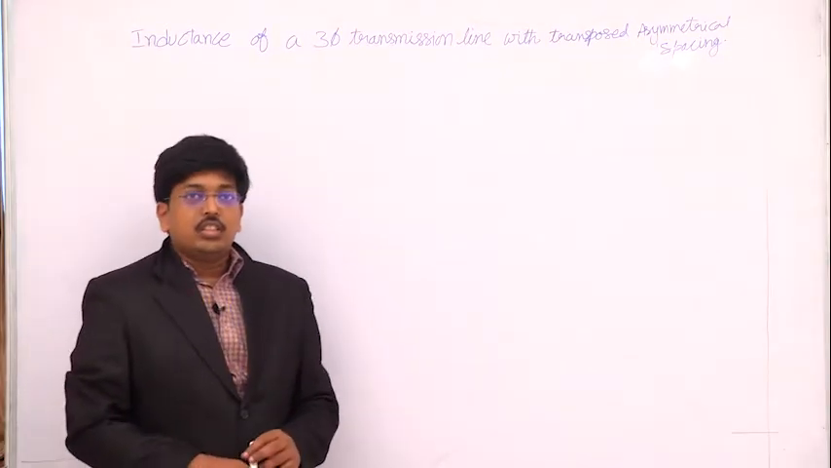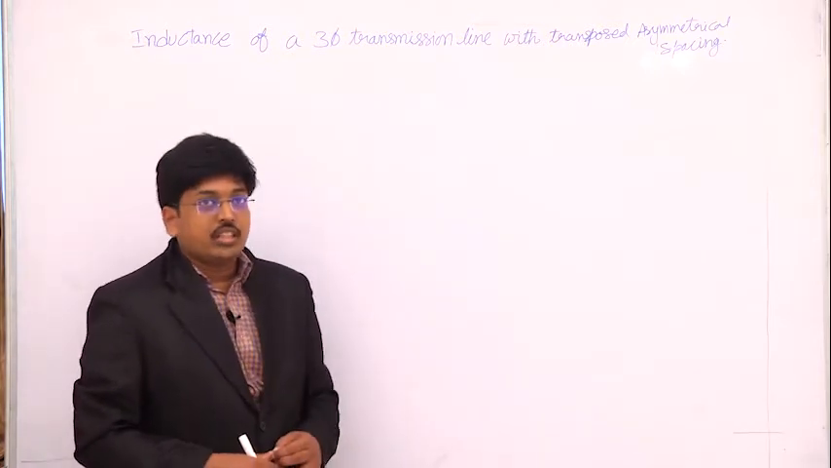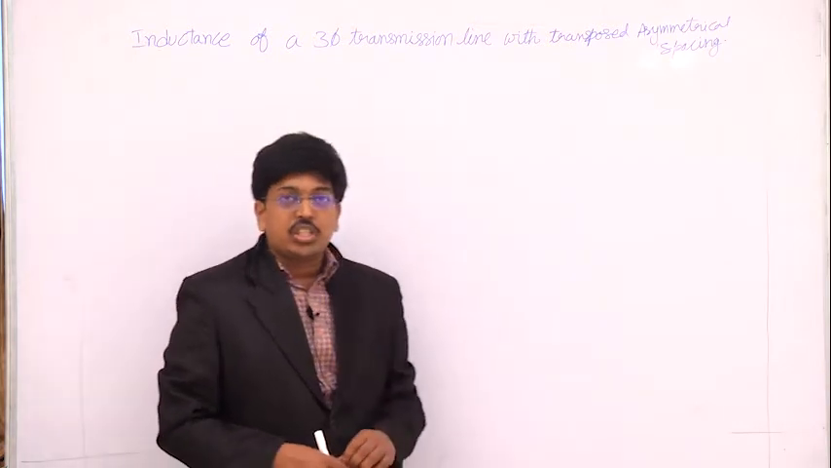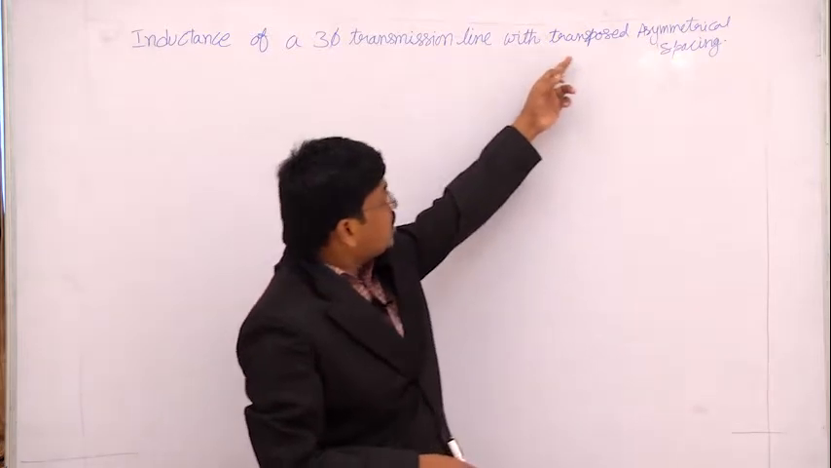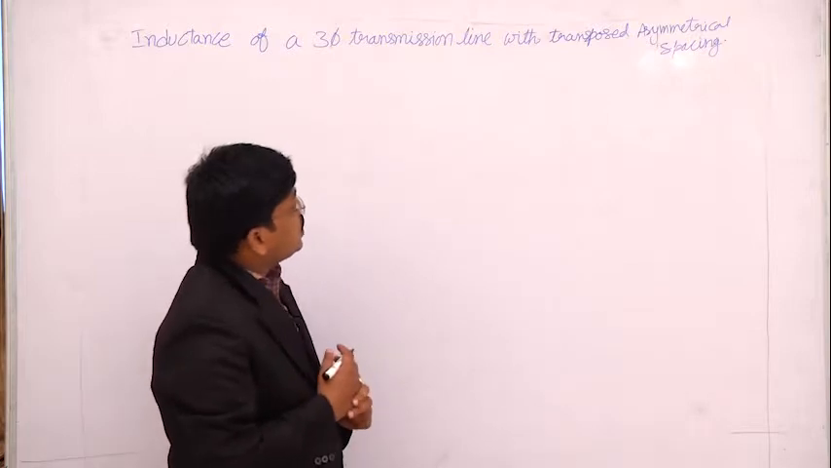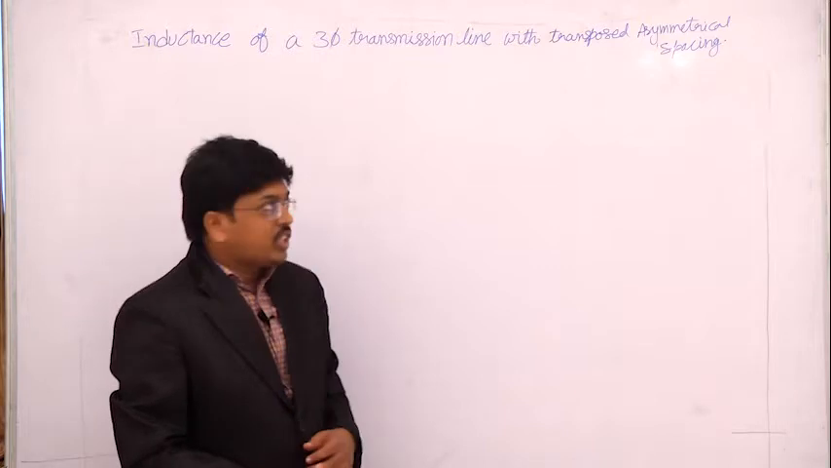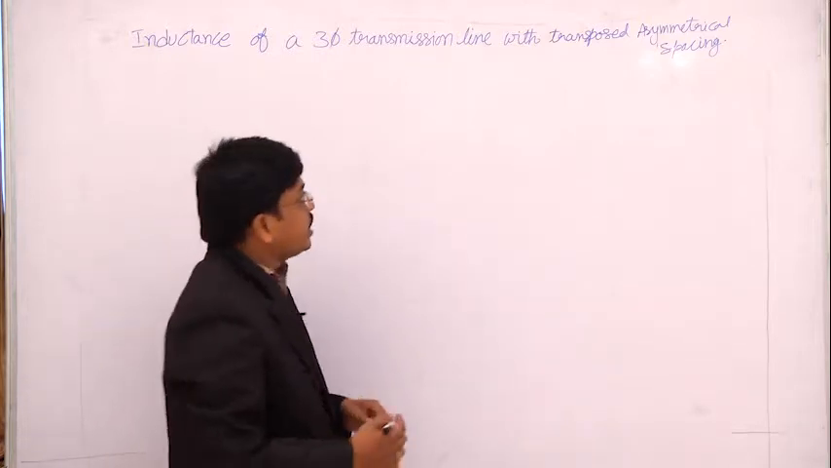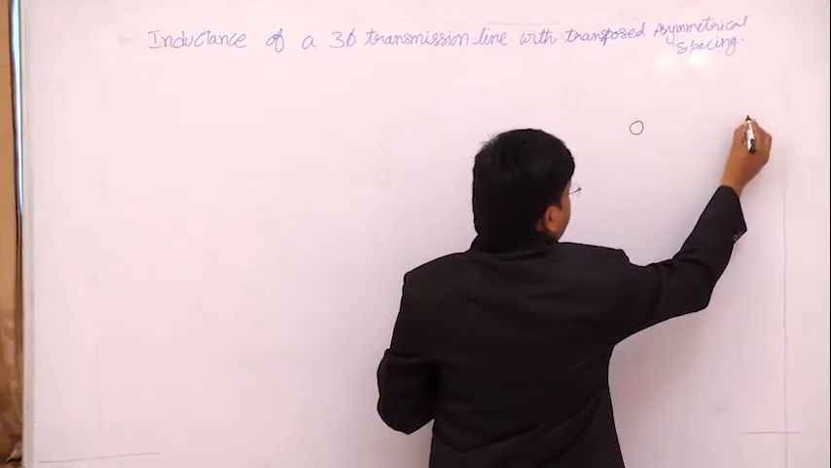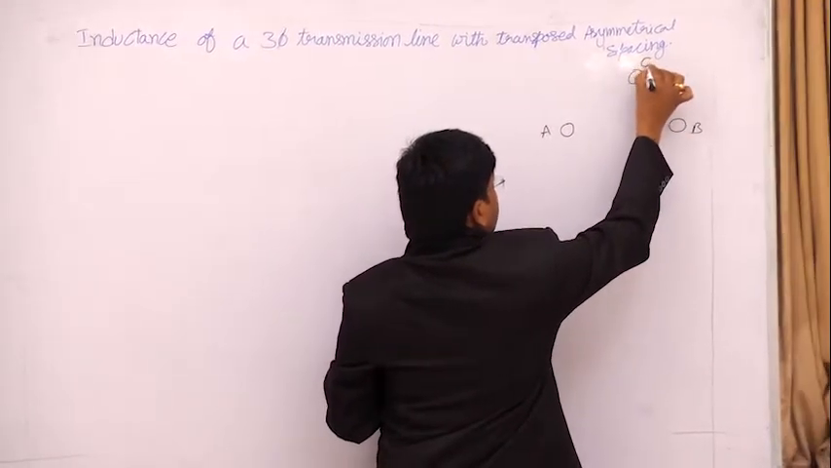Students, in this lecture we are going to discuss the inductance calculation for a three-phase transmission line with asymmetrical spacing with transposition. Okay, three-phase transmission line with transposed asymmetrical spacing. As we discussed in the previous lecture, that is the inductance calculation for a three-phase transmission line with asymmetrical spacing, we are using three phase conductors, phase A, phase B, and phase C conductors, right?